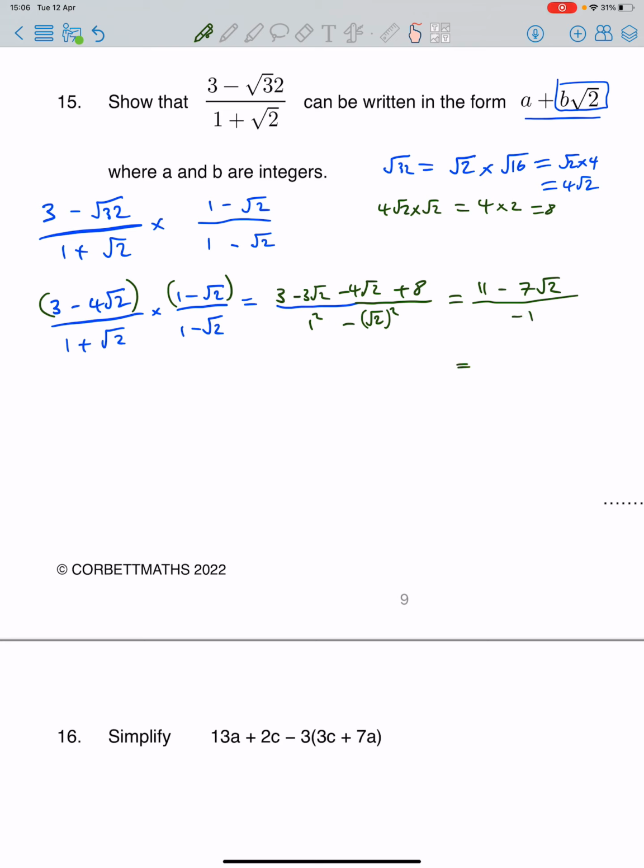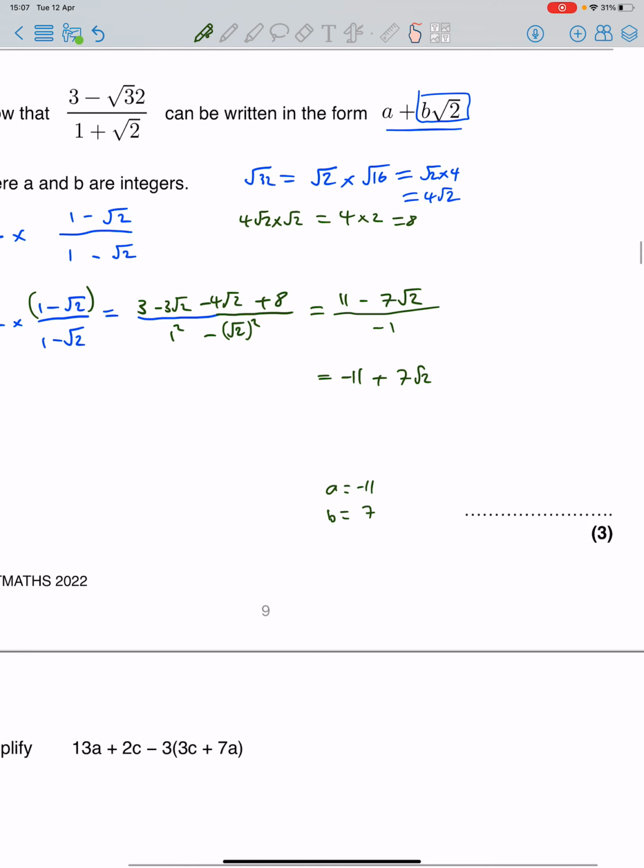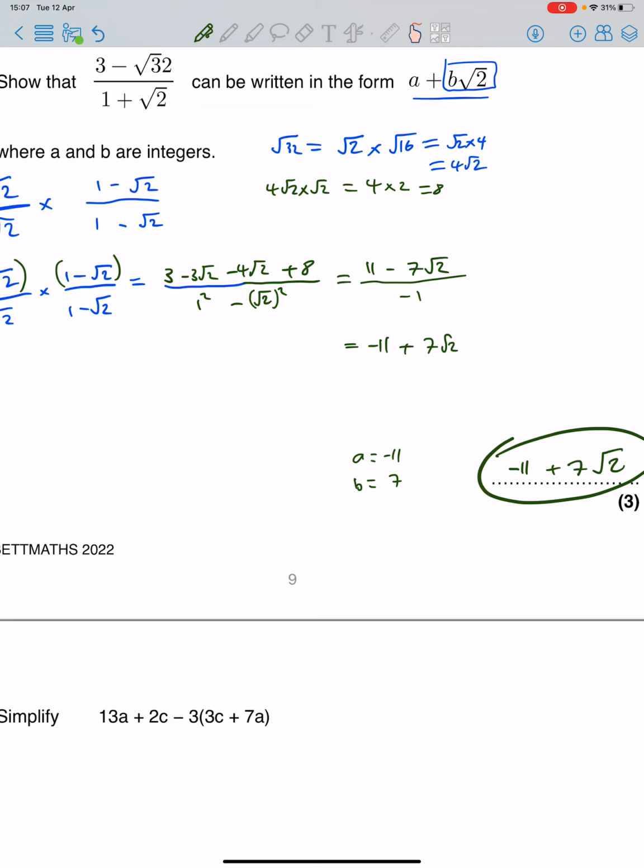Now we just need to divide both the top and bottom by minus 1, because everything can be divided by minus 1. So 11 divided by minus 1 is minus 11. Minus 7 root 2 divided by minus 1 is plus 7 root 2. So we've got it in that form where a is equal to minus 11 and b is equal to 7. So our final answer would be minus 11 plus 7 root 2. Okay, let's move on to the next question.